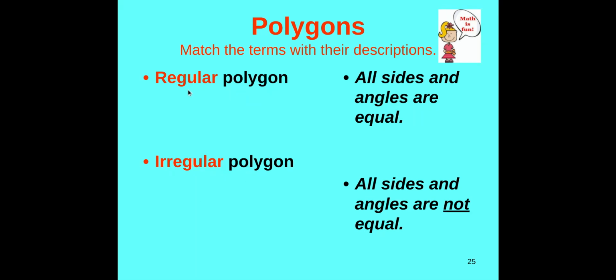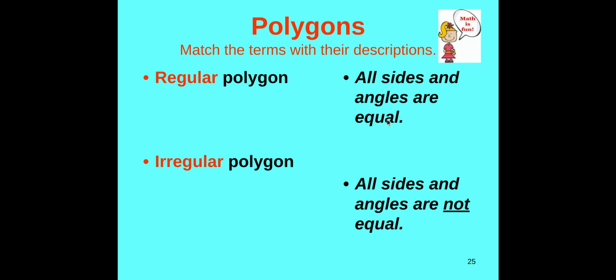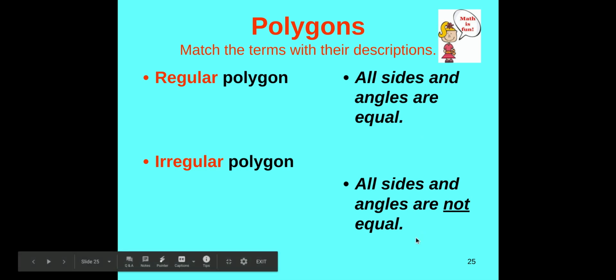So remember, if we say something's regular, it's kind of normal. But if it's irregular, it's a little bit weird. So we have two describing definitions over here. We have all sides and angles are equal, and all sides and angles are not equal. So which one of those do you think goes best with regular polygons? All sides and angles are equal or not equal? If it is a regular polygon, it is all equal.